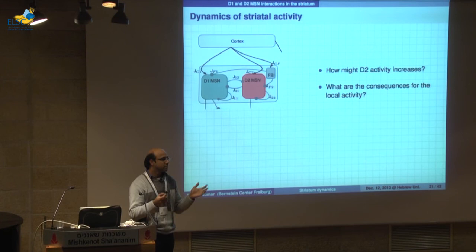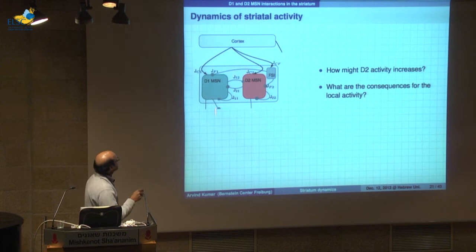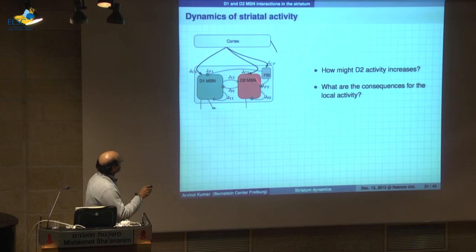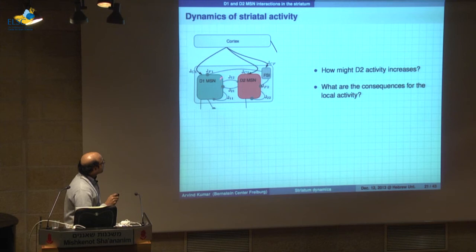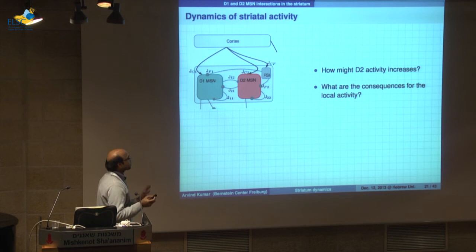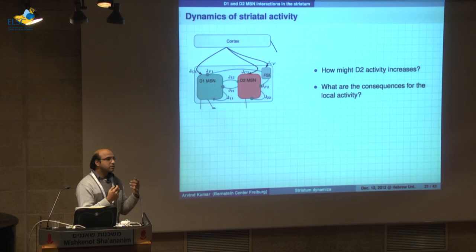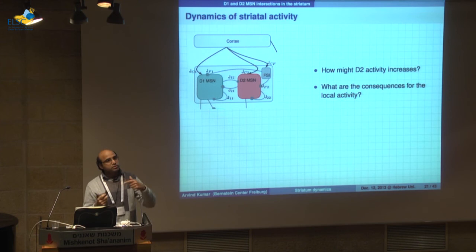But it turns out that these D1 and D2 neurons, which respectively project onto GPI and GPE, are connected in a much more interesting manner. I'll give you numbers in a few minutes. The question is: if you have two more or less independent populations, how are they interacting, and under what condition can these D2 neurons enhance their firing rates so that eventually you get a symptom, something like PD-related oscillations?